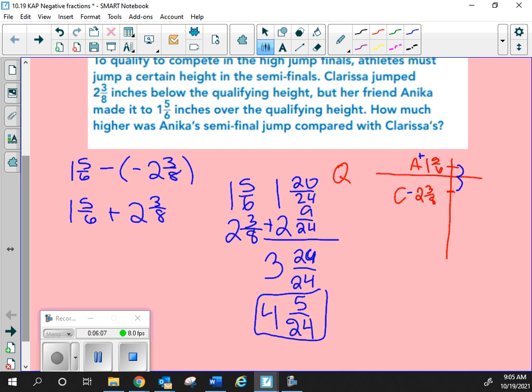Okay. All right, so if you hadn't already guessed it, today we're going to be doing fraction operations with negatives. Yay.